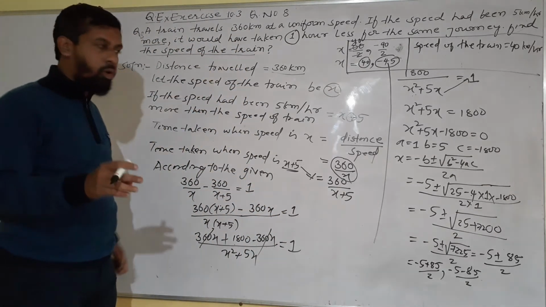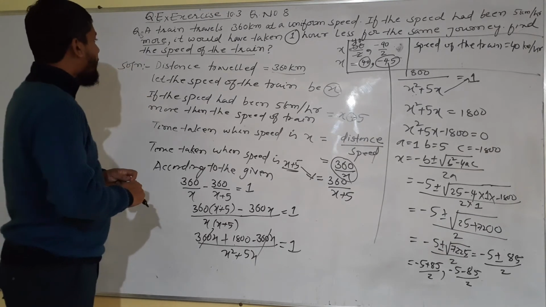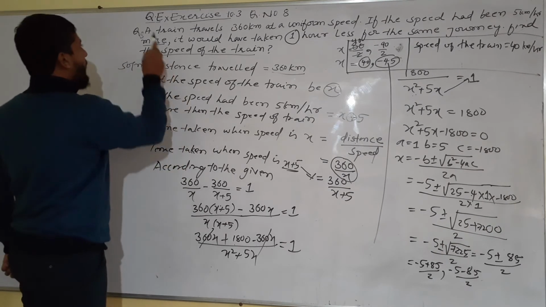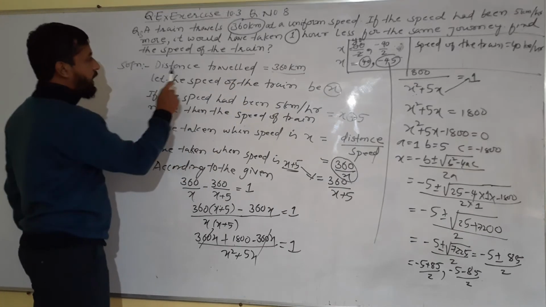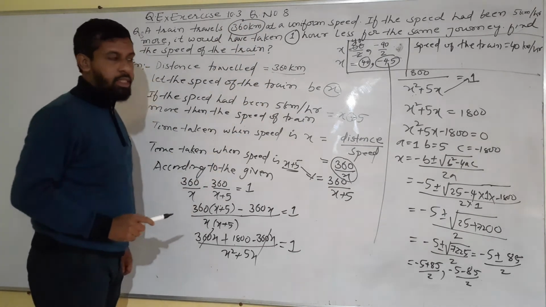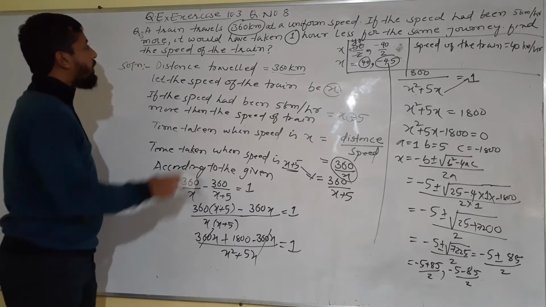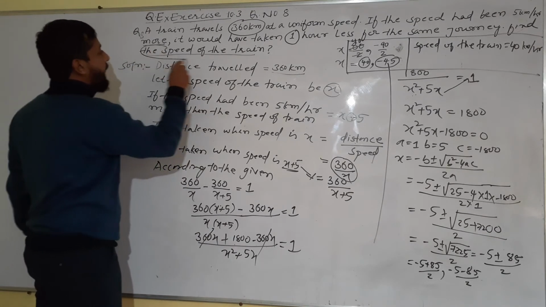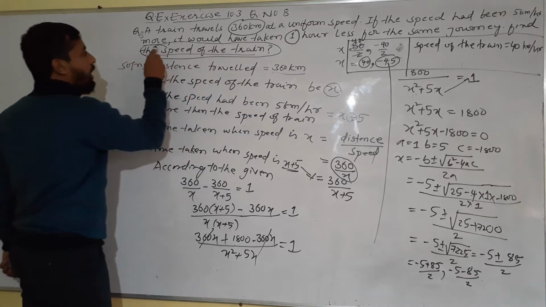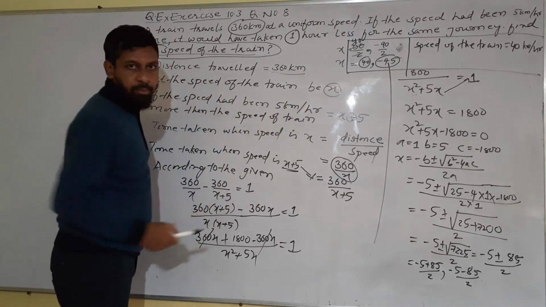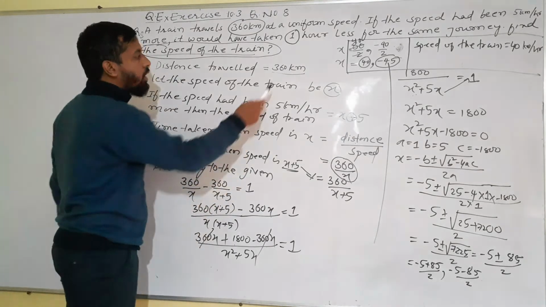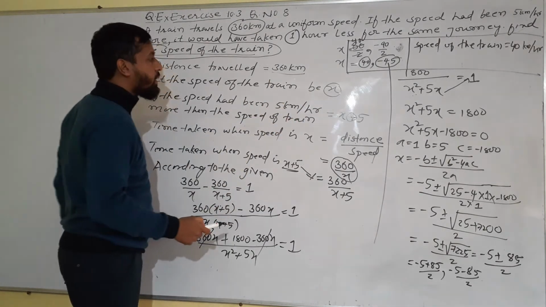I am explaining one more time. See carefully. First, we have written distance travelled, as given in the question. So we have written distance travelled is equal to 360 kilometers. Then what is it asking us to find? The speed of the train. So we have taken the speed of the train as x because we don't know what the speed of the train is.